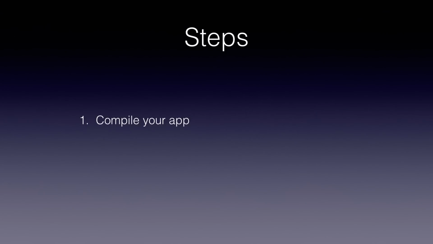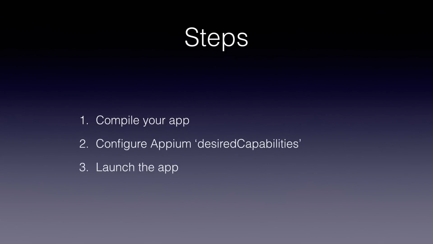Now, to briefly cover the steps that we're going to take in this video, firstly we're going to look at how to actually compile your app. Then we're going to look at how we're going to configure Appium to run your app using the desired capabilities, which is part of the Selenium protocol. And then we're going to go ahead and actually launch our app using the inspector.